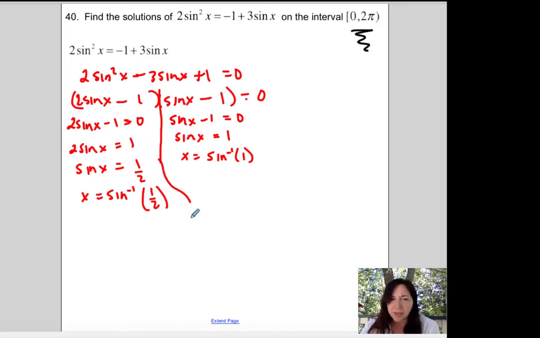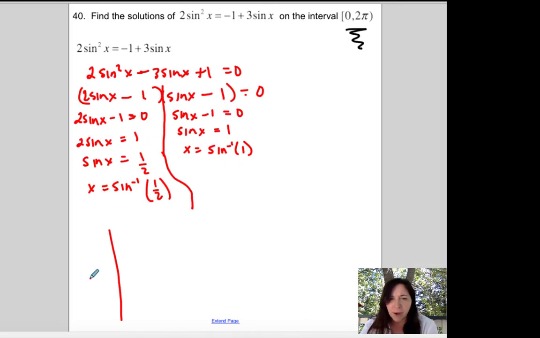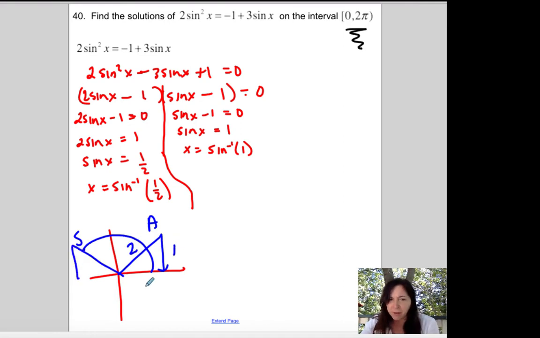So what we're doing here is trying to figure out where sine is positive 1/2. Remember, all are positive in the first quadrant, and sine is positive in the second quadrant. So I'm looking for opposite over hypotenuse. That means root 3. The angle opposite of 1 is 30 degrees.